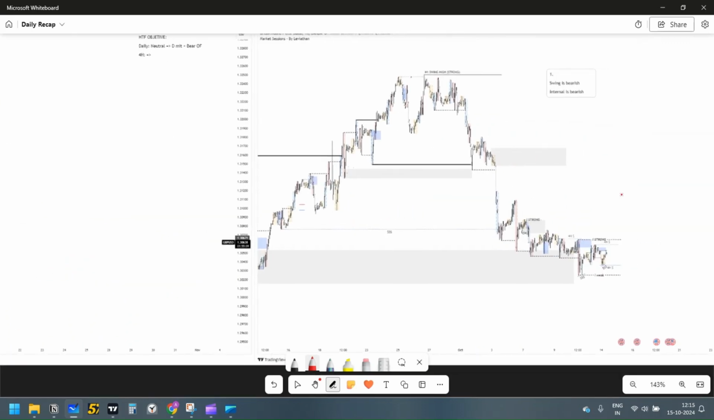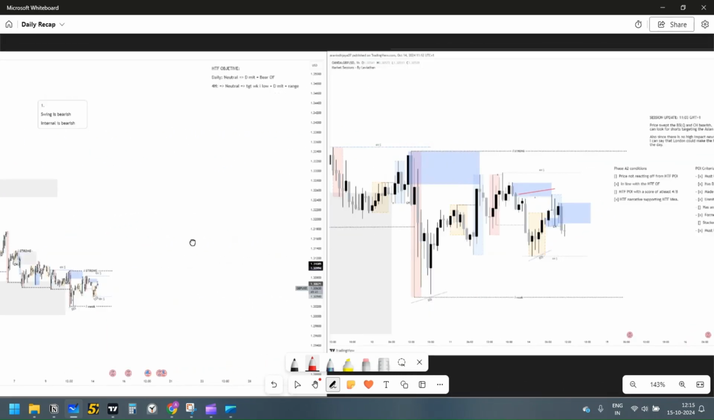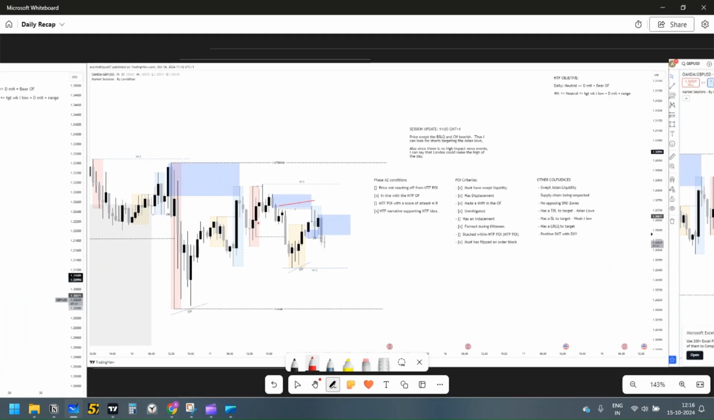So jumping into the H1, the swing structure is bearish, the internal is bearish. If I zoom in, you'll get this one. So that is the immediate price action that I'm going to target, because I'm just going to play the 4 to 5 candles per day. So why should I focus on the big picture? I can take the story from the big picture, but I must focus on the immediate price action.